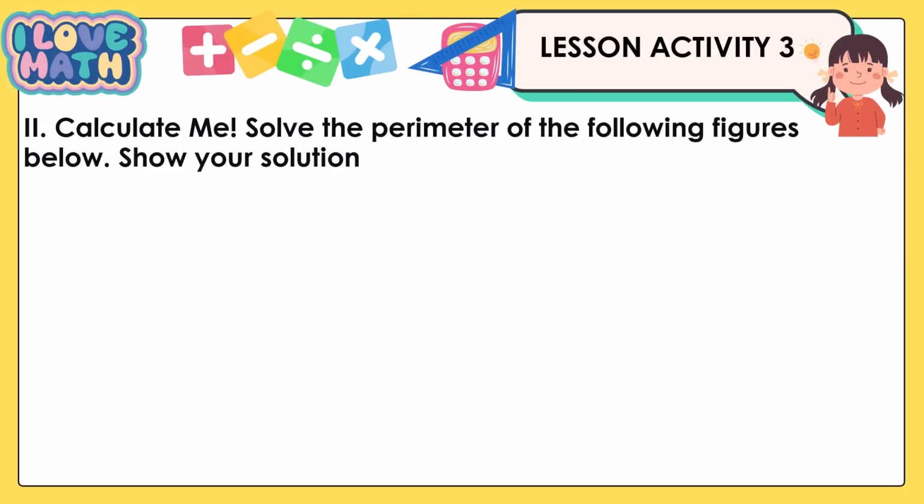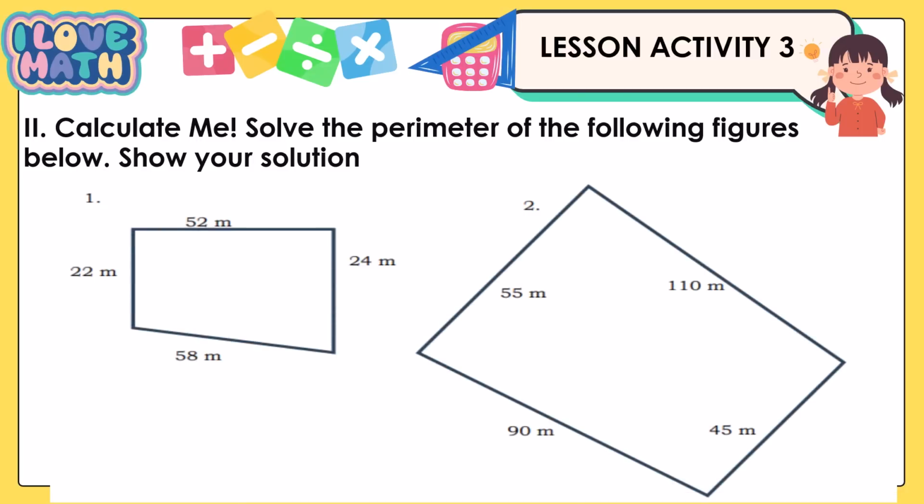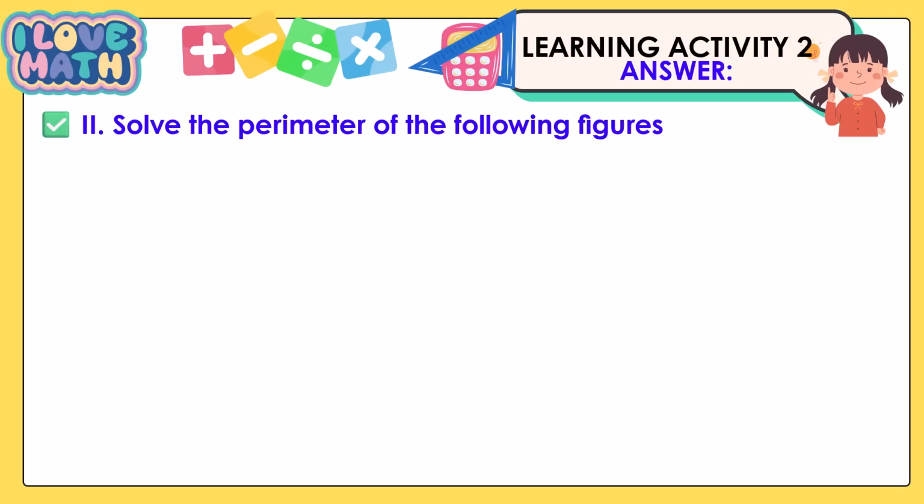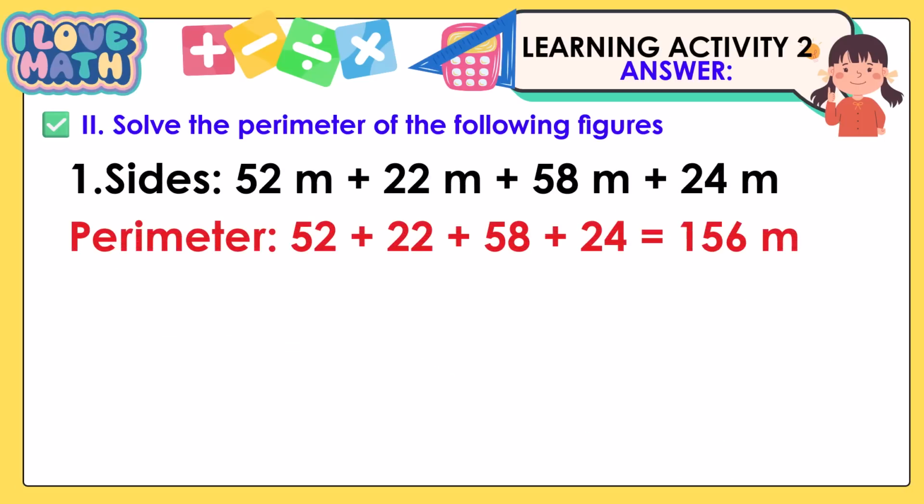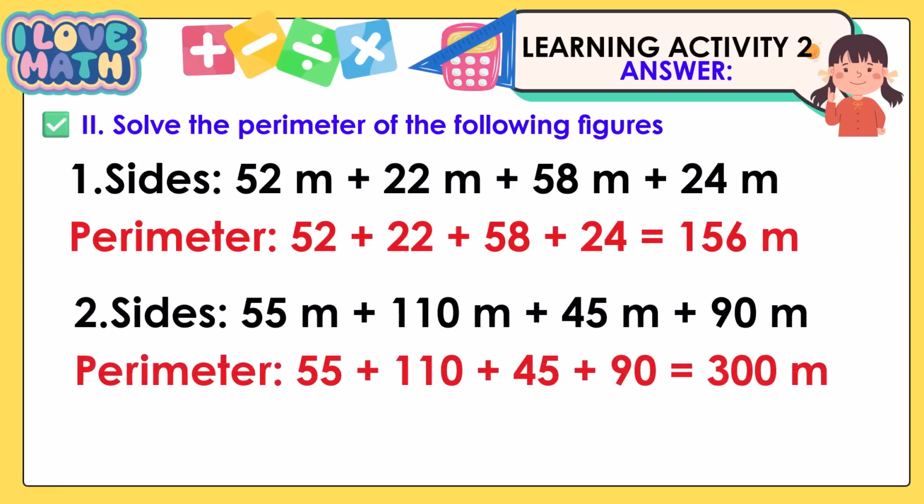Part 2. Calculate me. Solve the perimeter of the following figures below. Show your solution. Here are numbers 1 and 2. Of course, the answer, number 1, perimeter is 156 meters. Number 2, perimeter is 300 meters.